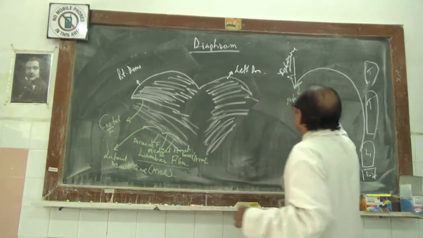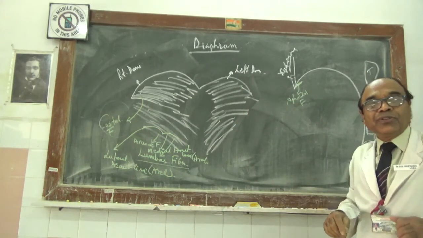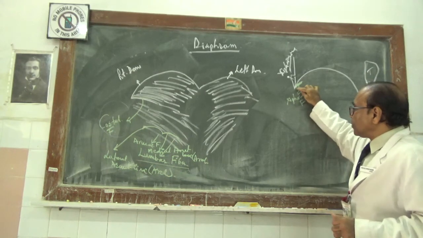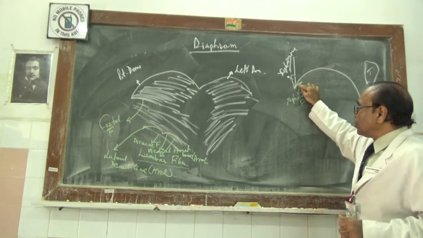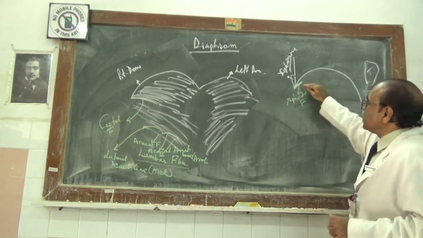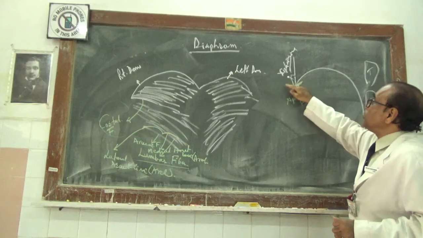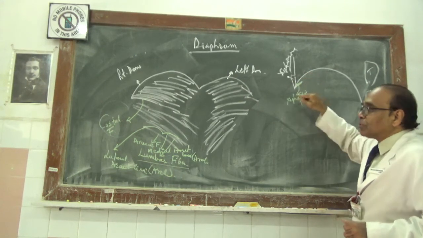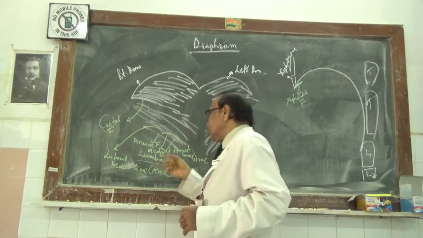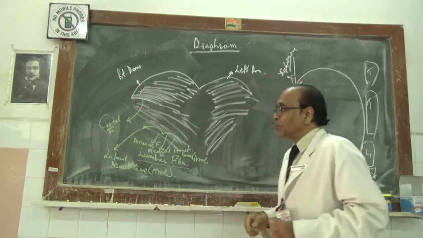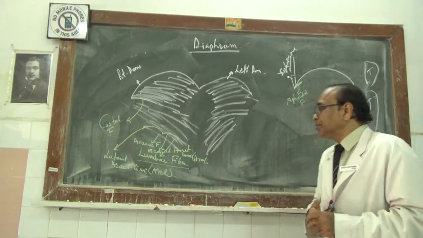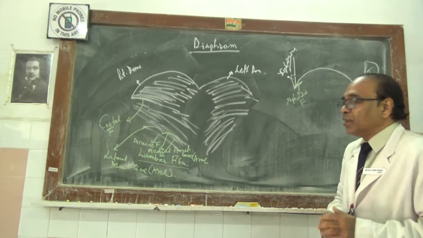Then you have the xiphoidal fibers of the diaphragm. They run straight from the posterior surface of the xiphoid process of the sternum and run backwards to join mainly the costal fibers, then indirectly the arcuate fibers and the lumbar fibers.